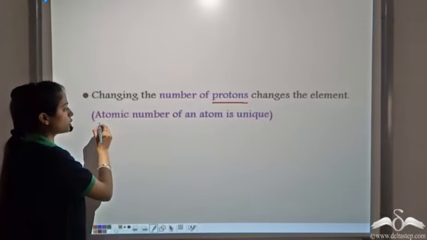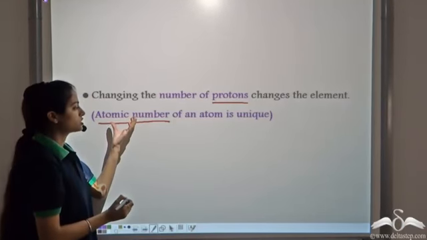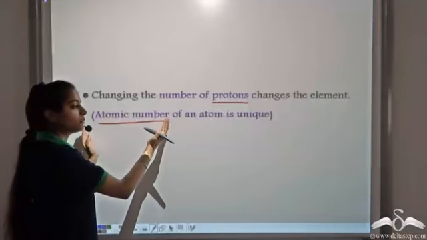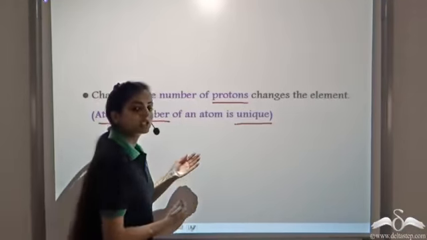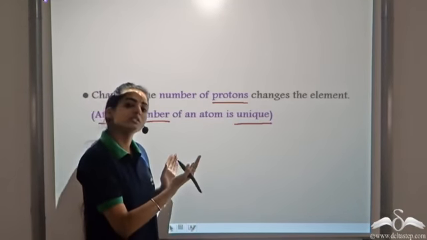And we know that the atomic number of an element is the number of protons. So by changing the number of protons, the element changes. So the atomic number of each atom is unique. By changing the atomic number, or by changing the number of protons, the element changes.